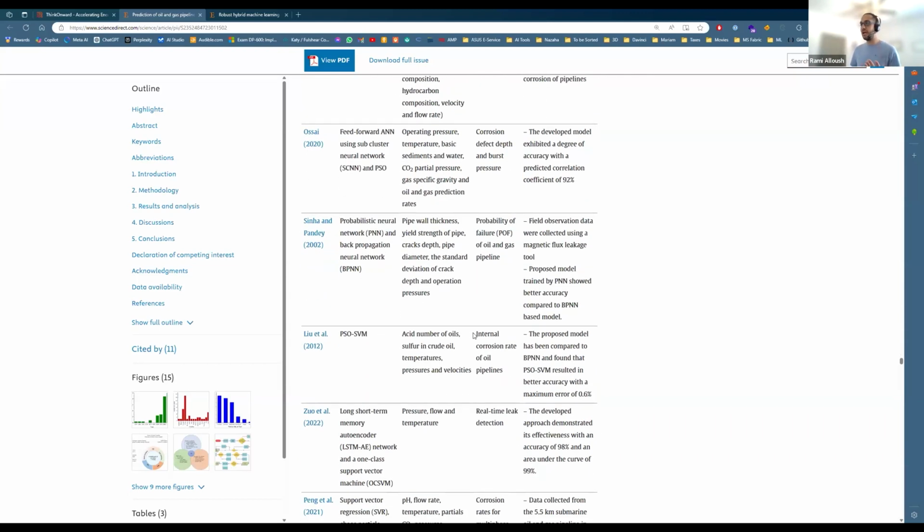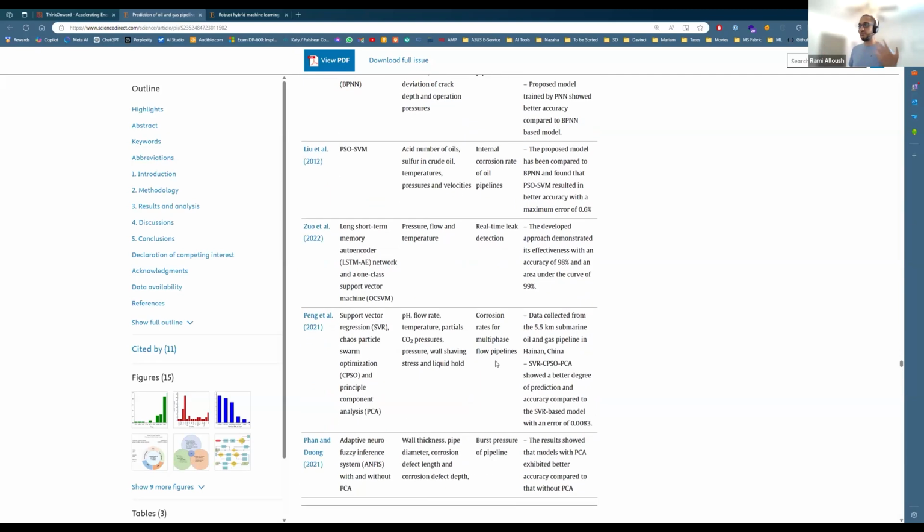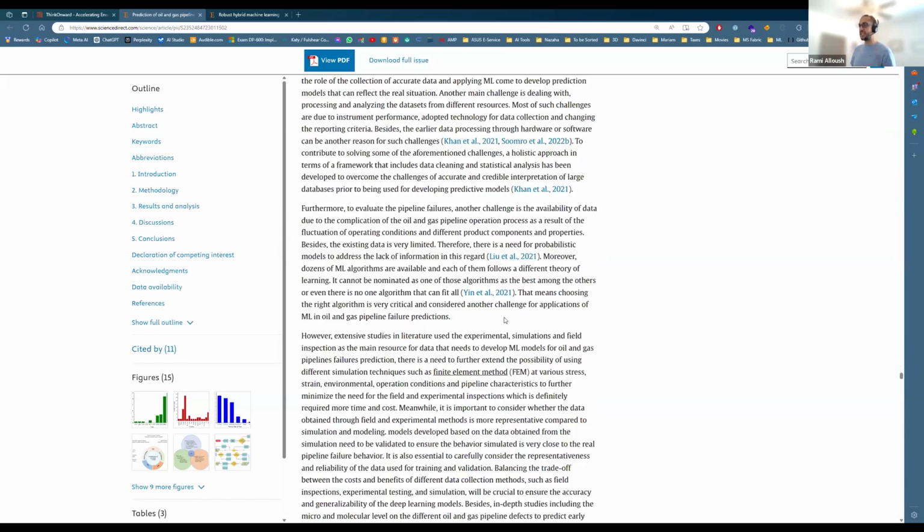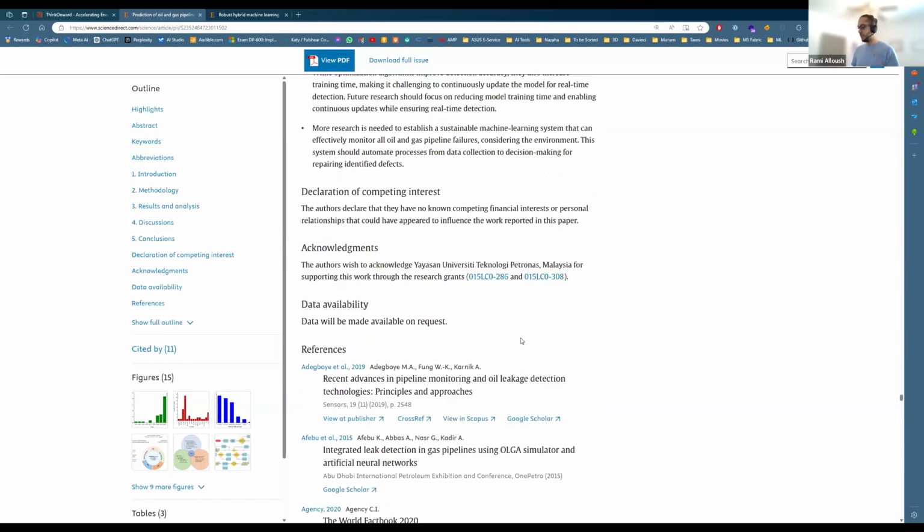You can predict the internal corrosion rates of oil pipelines if you use the acid number of the oils, the sulfur percentage in the crude, the temperature, the pressure, and the velocity of the oil inside the pipeline. If you have this, you should be able to predict that using a method like PSO-SVM. SVM is support vector machine, a kind of machine learning algorithm. You can get real-time leak detection if you have the pressure, the flow rate, and the temperature, and so on. So this is the second paper, a fantastic one for this area.